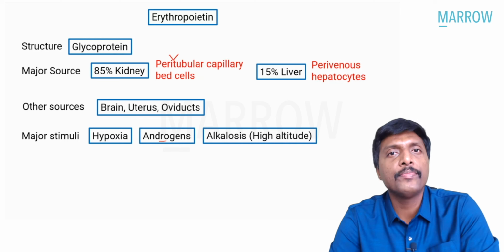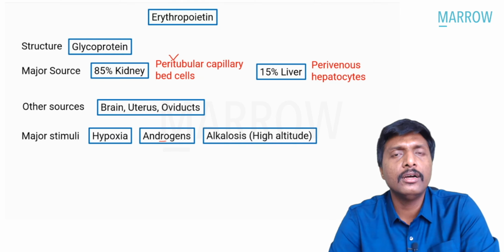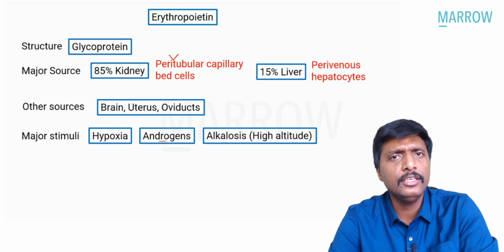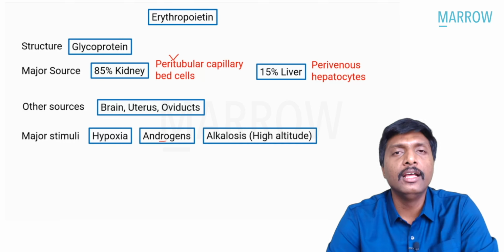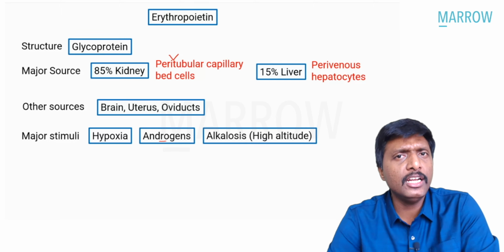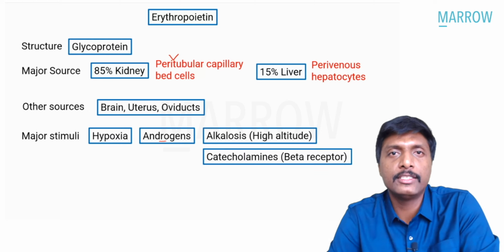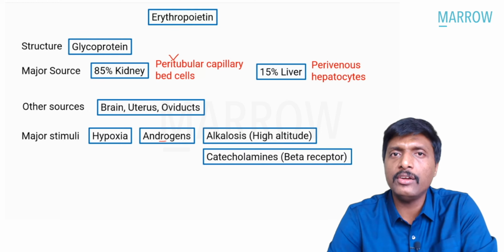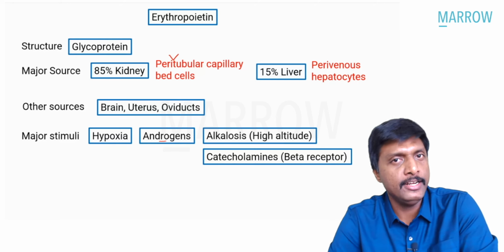One more, very, very important. Particularly in high altitude, obviously there is hypoxia, so you will get erythropoietin. Not only that, it is shown that the alkalosis we encounter at high altitude is also known to stimulate erythropoietin. Other than that, what about the sympathetic nervous system, sir? This may be a new point to you. It will be a future MCQ. Catecholamines, particularly the beta receptor action, are known to elevate erythropoietin levels.